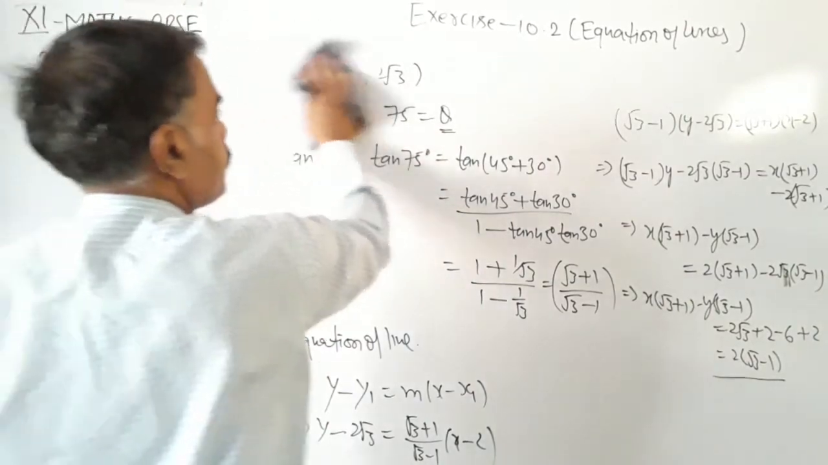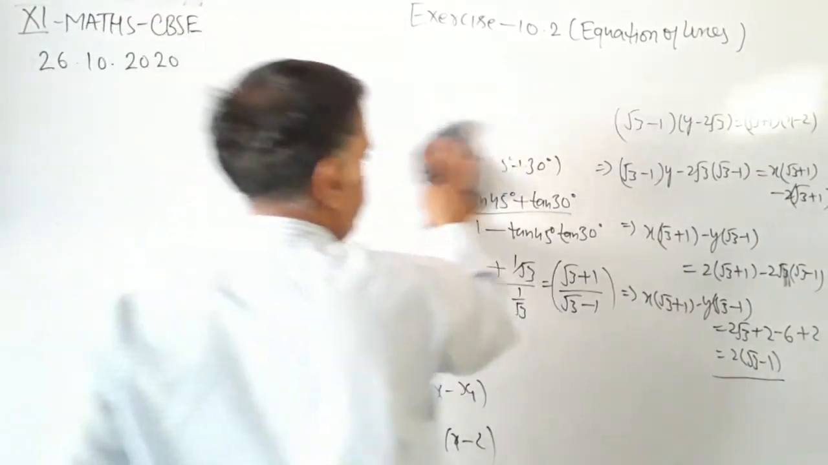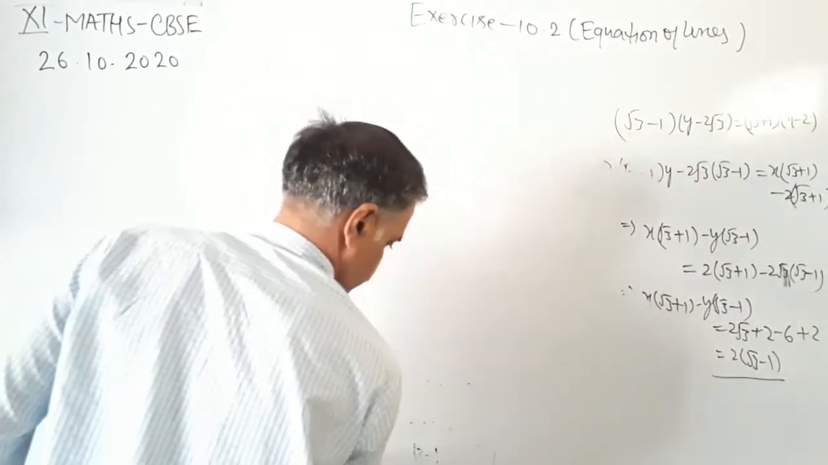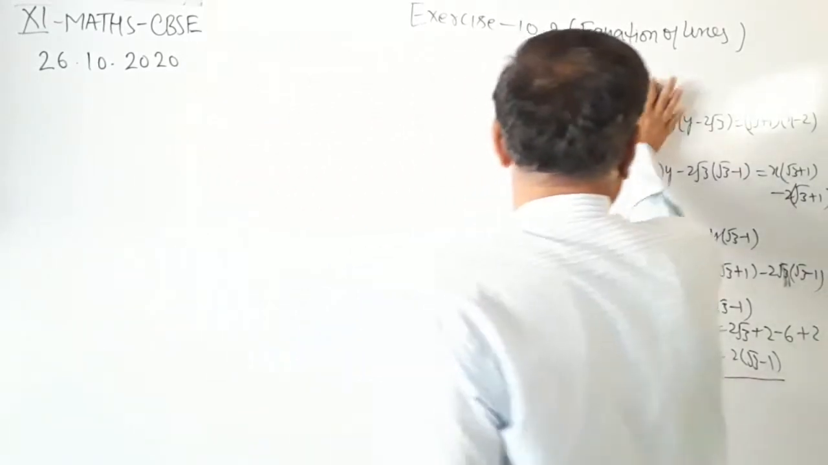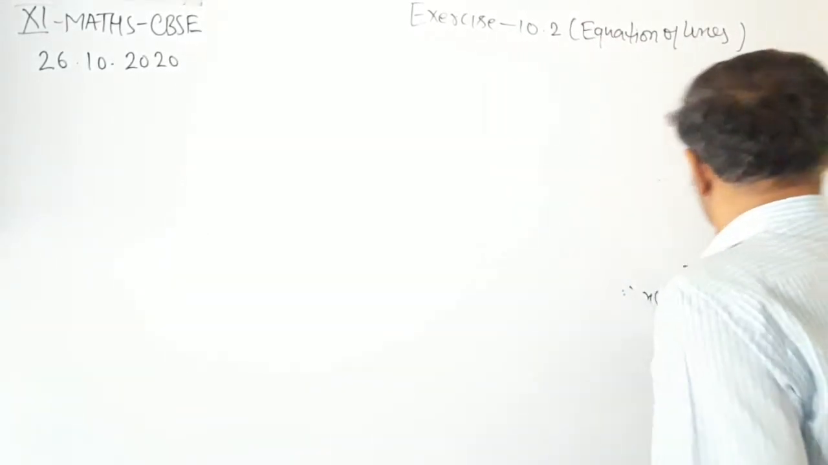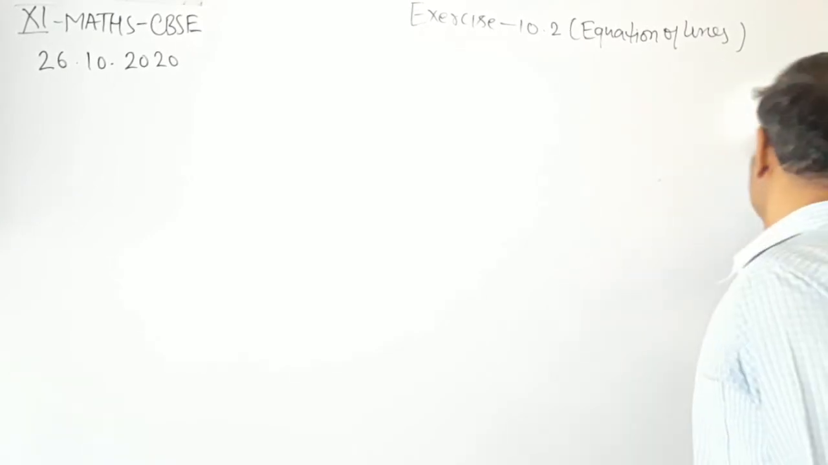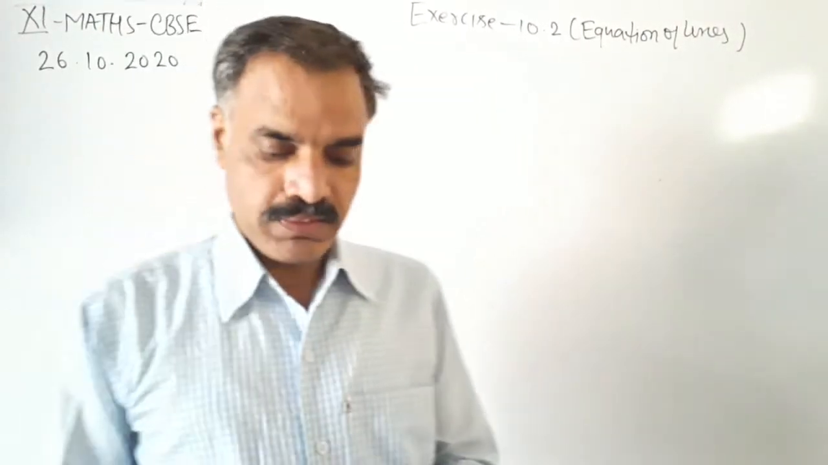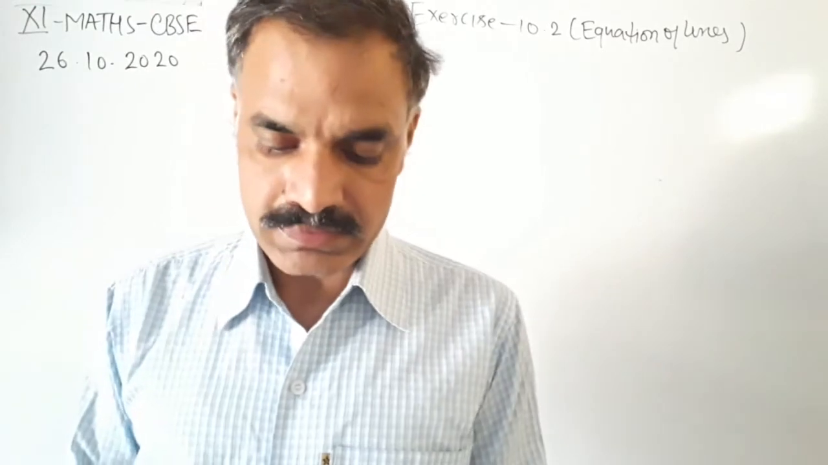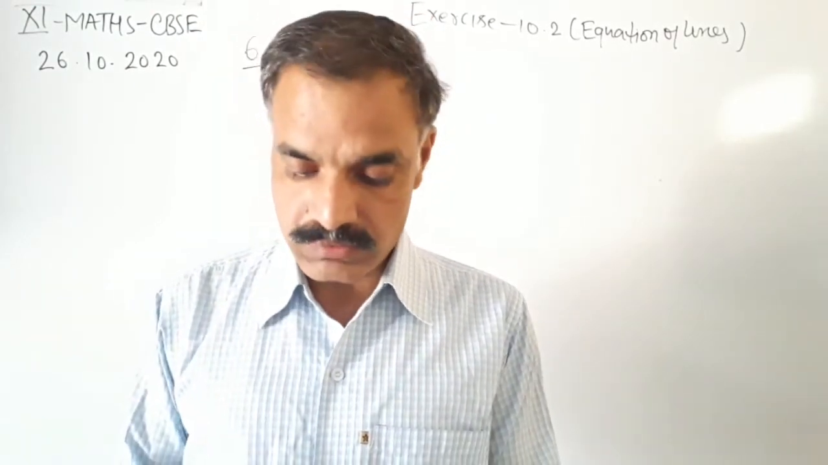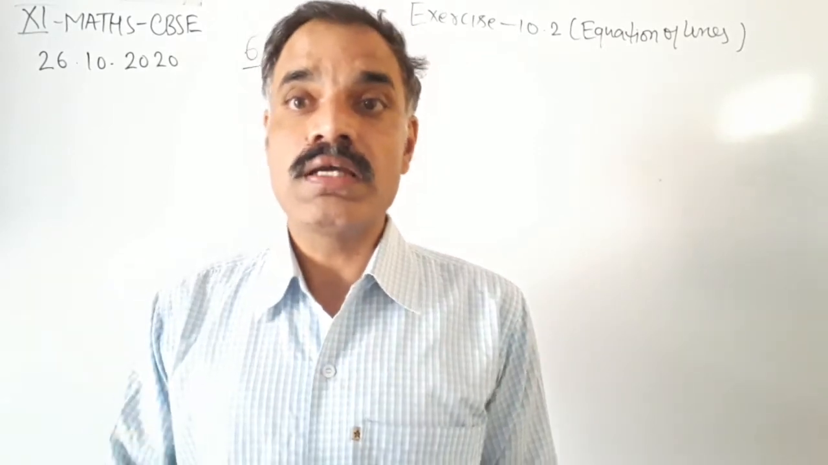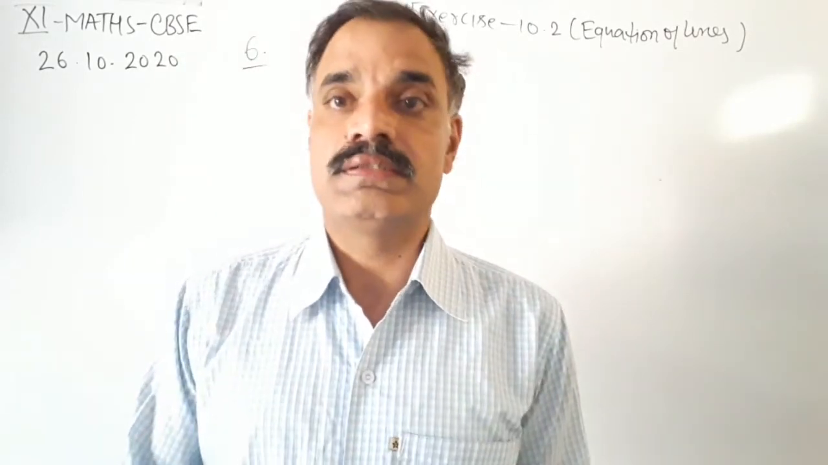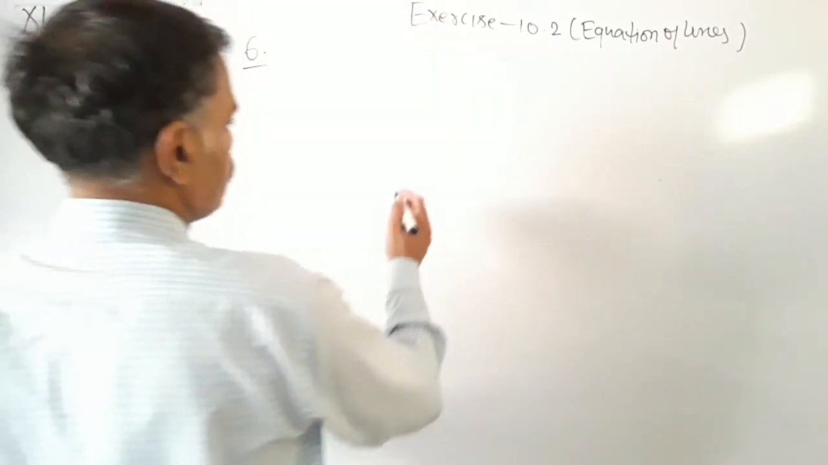Okay, now we are taking question number 6 of the exercise 10.2. I am reading the question. Intersecting the y-axis at a distance of 2 units above the origin, means intersecting the plus y-axis, and making an angle of 30 degree with the positive direction of x-axis. Means the question is like this.